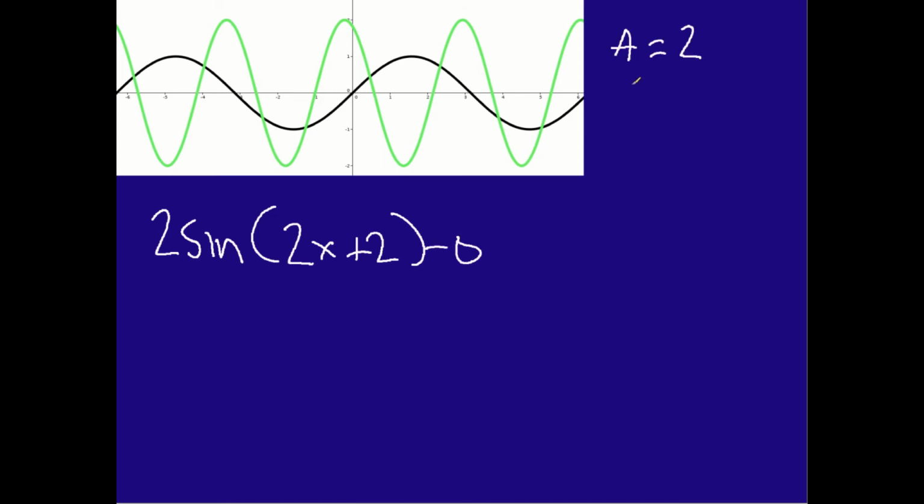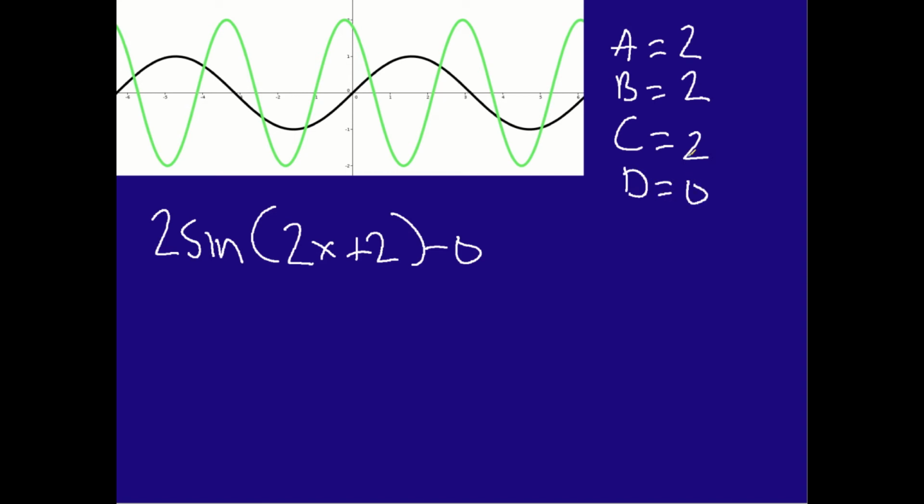So this is quite the monster here. Remember, the black line is the original sine function, and this time the green line is some crazy function. So what exactly is going on here? All right, let me tell you what the equation is. Our equation in this example is 2 sine times the quantity of 2x plus 2, and then still minus 0. So this time our a is 2, our b is 2, our c is 2, and for right now our d is 0, because we're going to learn about d in the next video.